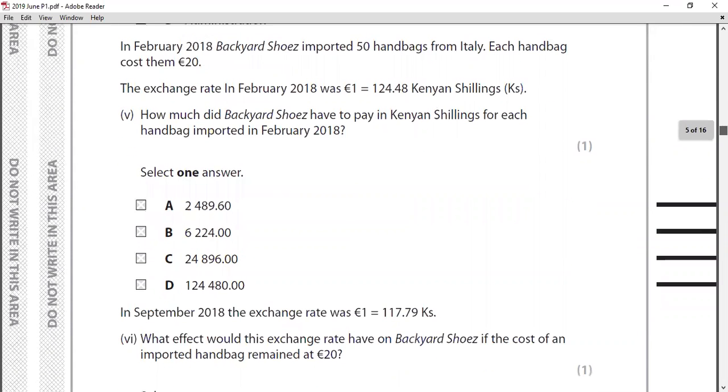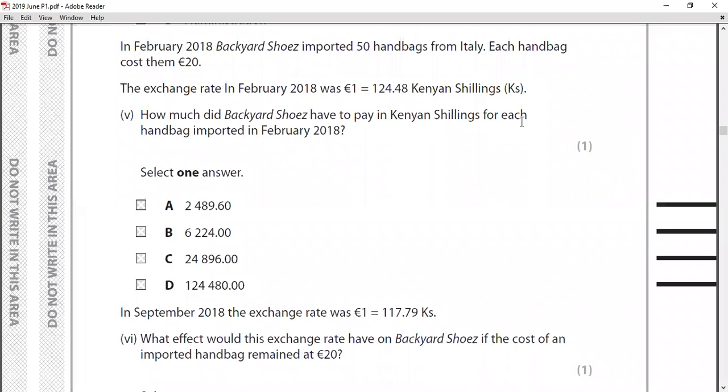Okay, this is a currency conversion question, an easy foreign exchange question. Backyard Shoes imported 50 handbags from Italy. Each handbag costs them 20 euros. The exchange rate for February was 1 euro equals 124.48 Kenyan shillings, called KES. How much did Backyard Shoes have to pay in Kenyan shillings for each handbag?